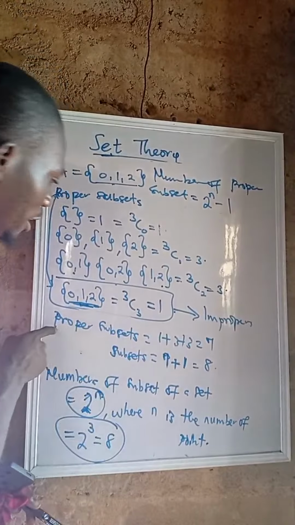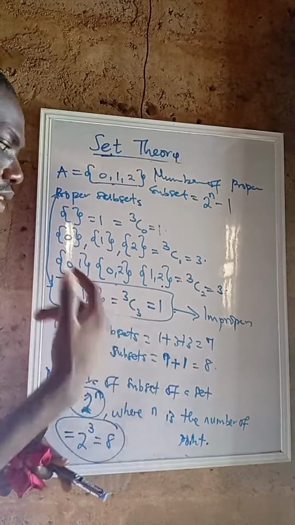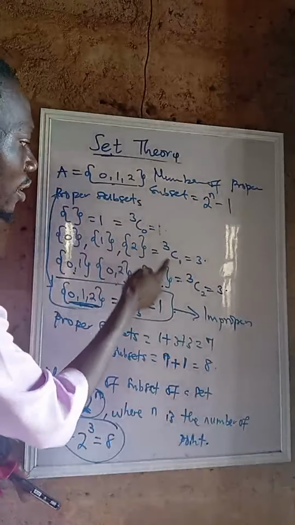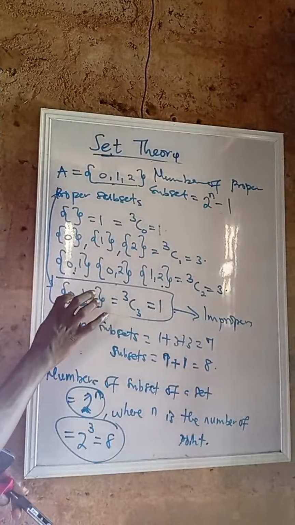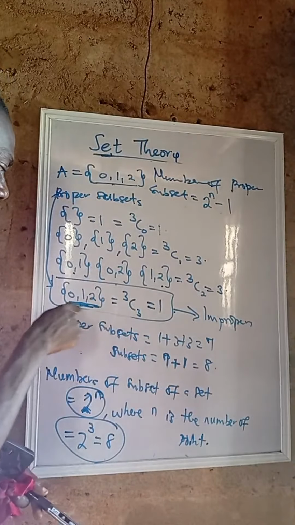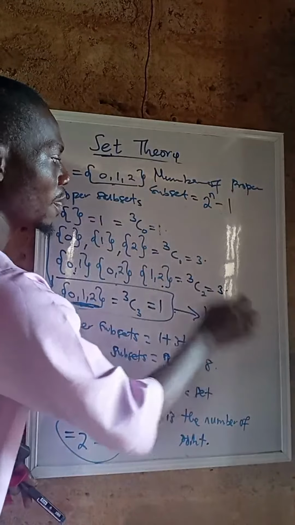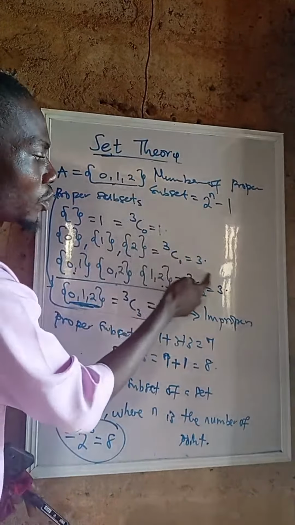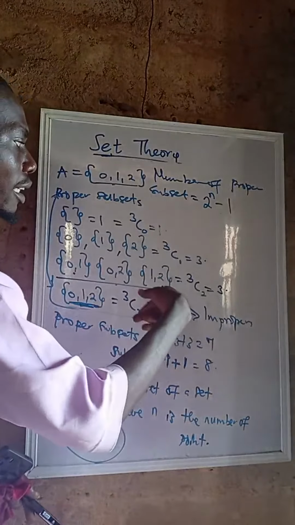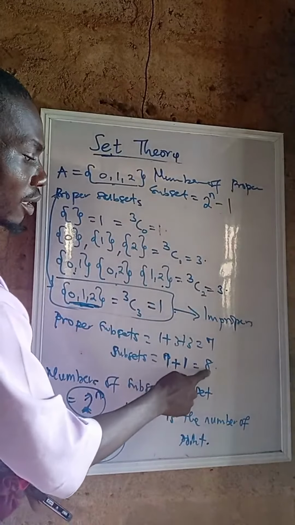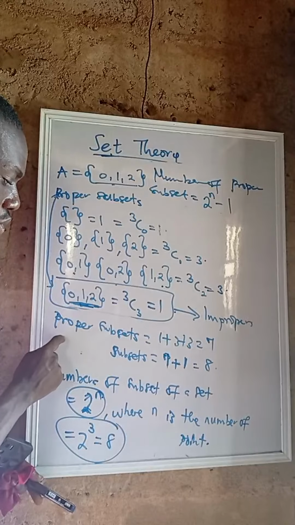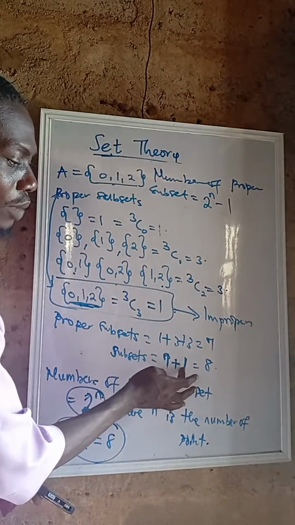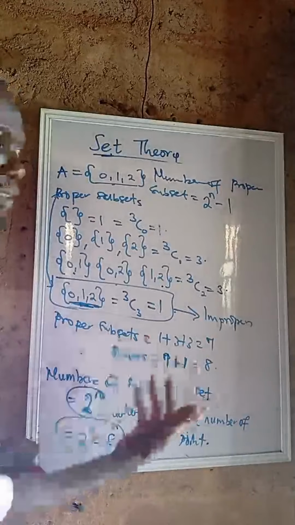Looking back to this, I said proper subsets. Remember, I said earlier that the improper subset will be the set itself. So this one is the set already, so that one is improper. This and this are the proper subsets. So the number of proper subsets for this set is 1 plus 3 plus 3, and that's 7. For the number of subsets in general, all together that will be 8. That means the number of proper subsets plus the number of improper subsets gives the number of subsets that a set will have.